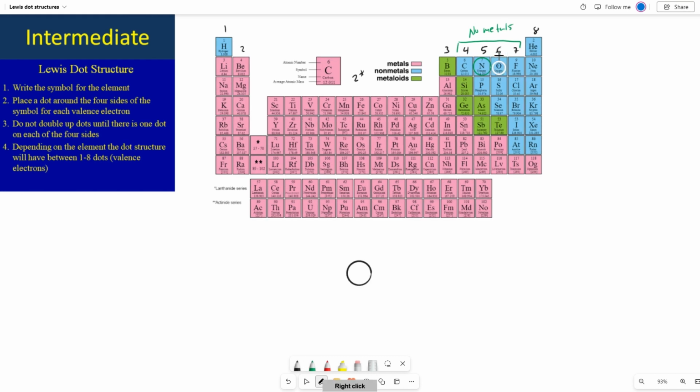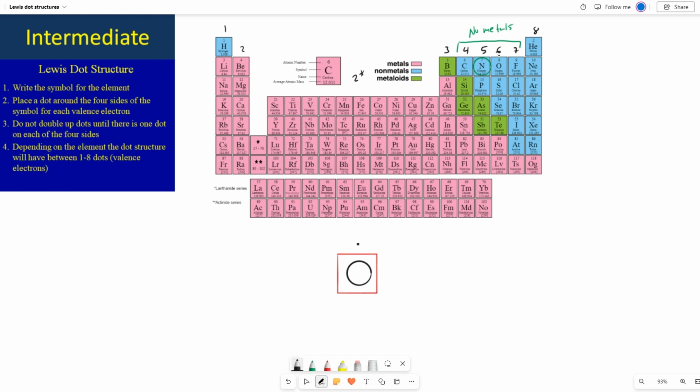If we take a look at oxygen, it's in group 16. That means it has 6 valence electrons. And a lot of people will think, well, 6 valence electrons, it wants to make 6 bonds. No, it wants to get to 8 electrons. The number of valence electrons doesn't mean the number of bonds that it's going to want to make.